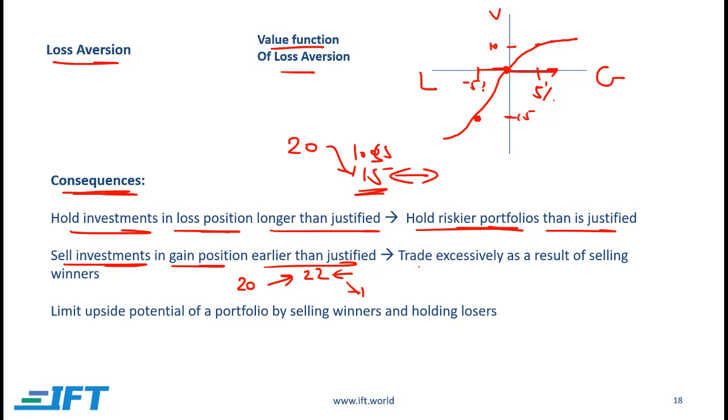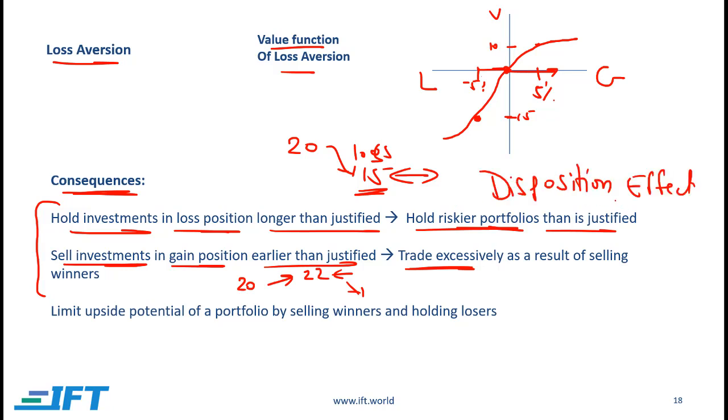And because of this, people might trade excessively and they will sell winners. So they just want to realize the gain so that they don't have to deal with a potential loss. Between these two things that I've described, this sort of behavior is called the disposition effect.